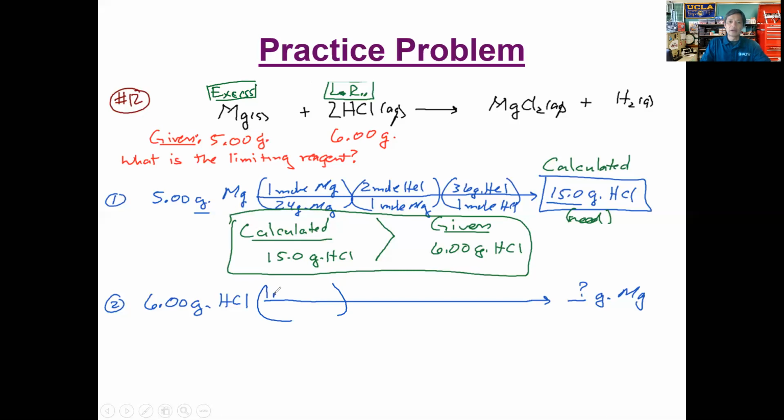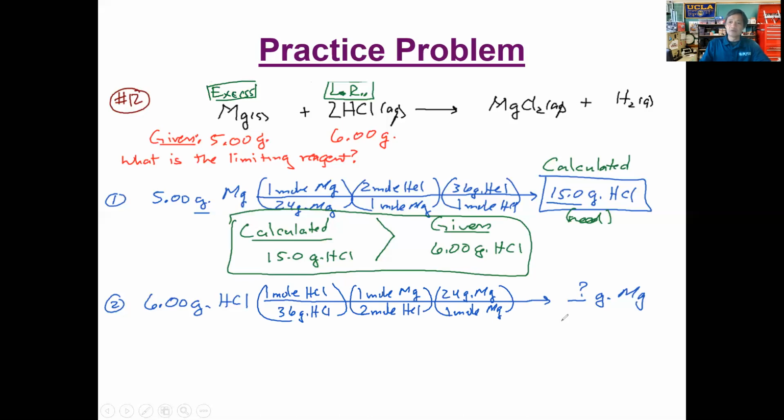So we'd start out with 1 mole, using the molar mass of HCl, 1 mole of HCl over 36 grams of HCl. Then use the mole ratio between magnesium and HCl, and that would be a 1 to 2. So just flip that around, it'd be 1 mole of Mg over 2 moles of HCl. And then finally use the molar mass of magnesium. We'd multiply by that, so 24 grams of magnesium over 1 mole of magnesium. And if you plug that in, you'll get your answer as being 2 grams.